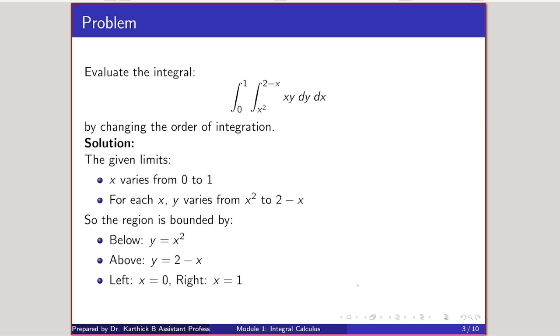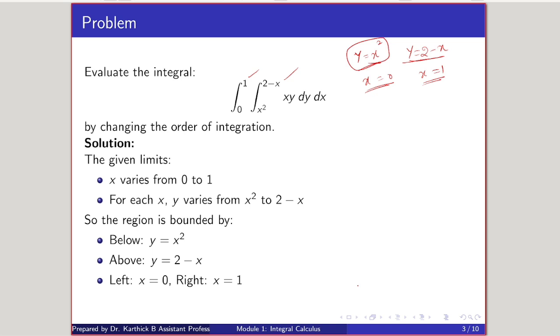How do you draw a region? Before that, we want to know about this. If I am plotting the limits, the lower limit will be x square and the upper limit will be 2 minus x. As same, if I take x equal to 0, x equal to 1 from the given limits, from this we have to draw a graph. How is it possible? First of all, how do you draw a graph for the equation y equal to x square?